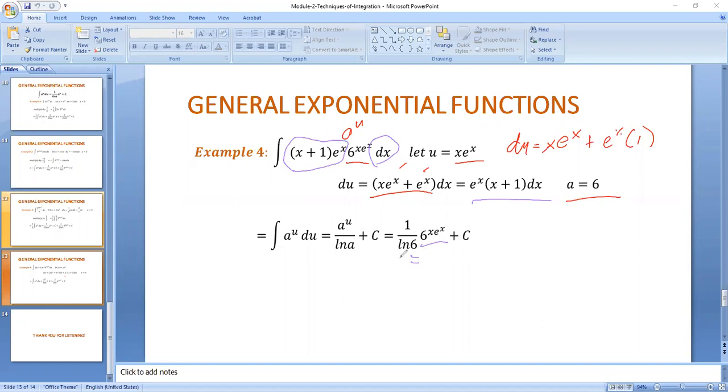So that's it. So this part here is, if I may say, the simplest of the 3 parts of your module 3, which talks about techniques of integration. Now, do you have any question, class?